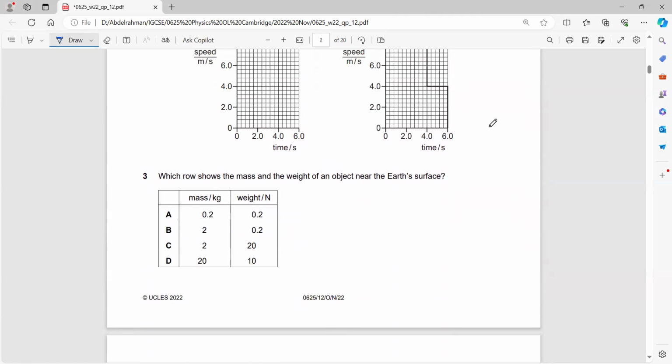Which row shows the mass and the weight of an object near the Earth's surface? The mass, you just need to multiply by 9.8. So 0.2 times 9.8 is not 0.2. 2 times 9.8 is almost 20. So it is C.